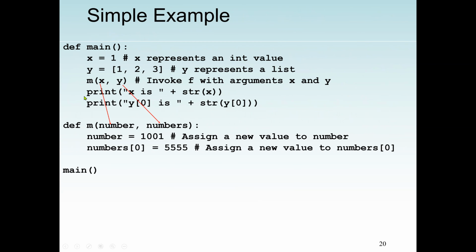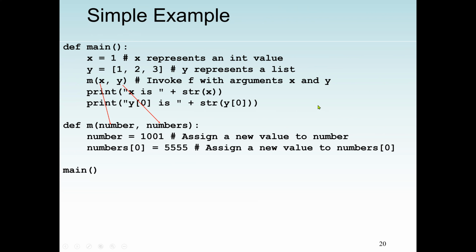So this is a simple example. We have a main method, def main. We have x, which represents the int value. y is a list, we have 1, 2, 3. Now we say m of x and y. So this will invoke the function with arguments x and y, and the function name is m. Then after that, we print x, and also we print y's first item.